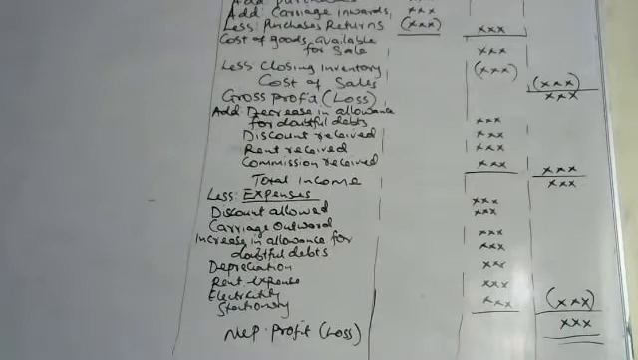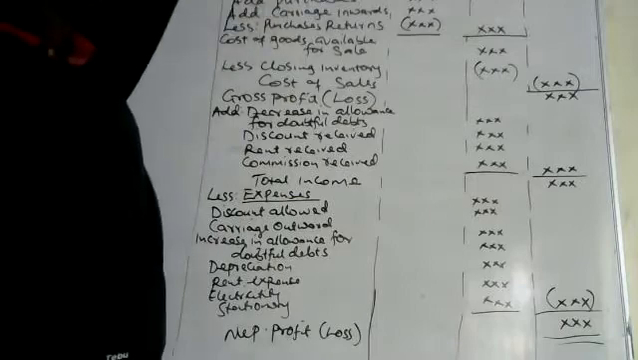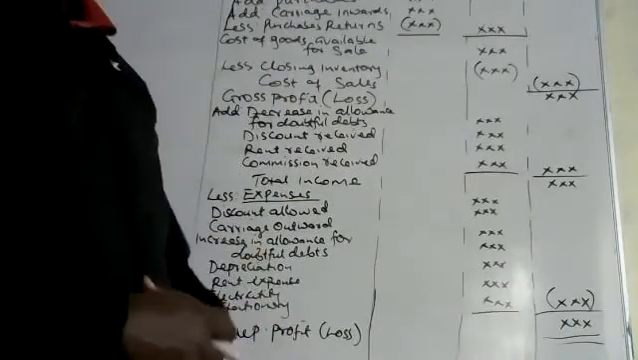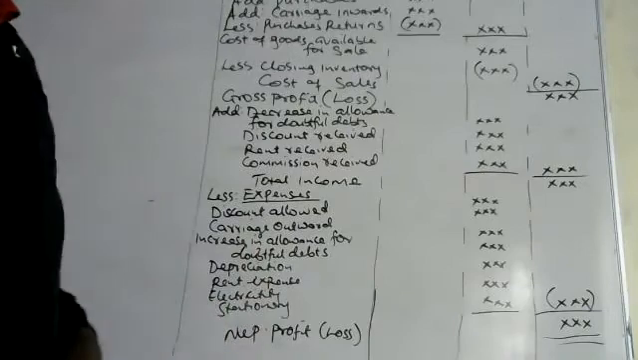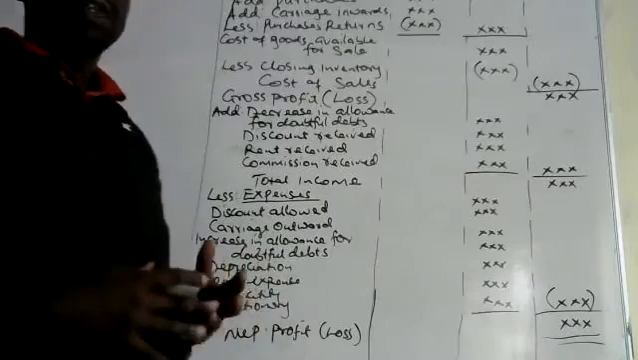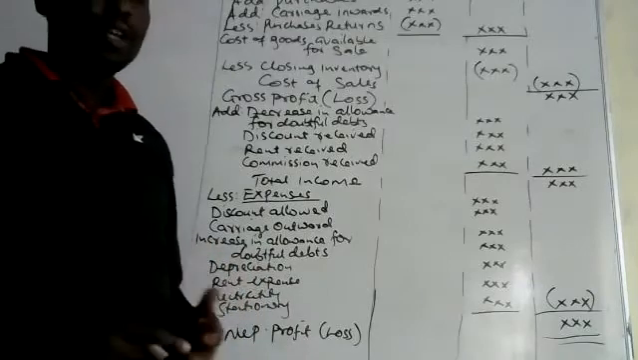Very important to know the flow. Start with the sales minus the sales returns. You get what we call the net sales. From the net sales, you minus the cost of what you sold. That is what we are referring to as the cost of sales.